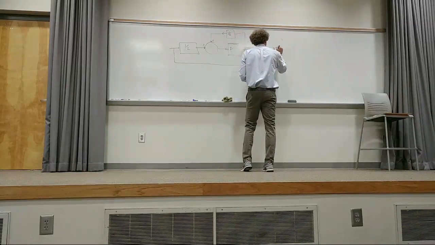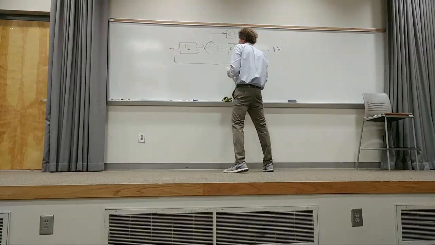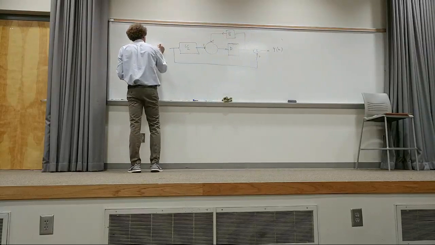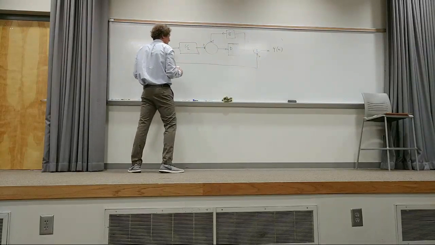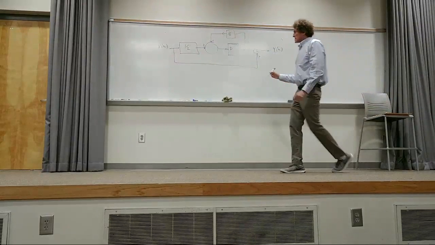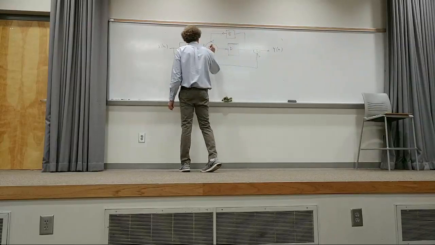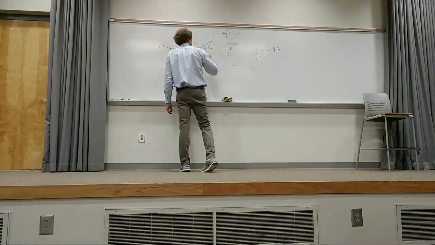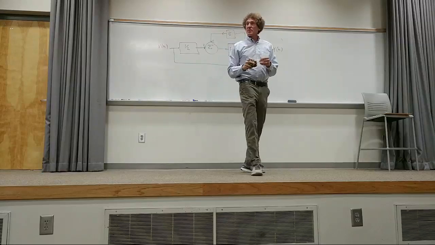Here's my output, y of n. Here's my input, x of n. Now, here's how you analyze a system like this. This is a summer and it's positive. The feedback is positive sense. Y'all see what I've got here?